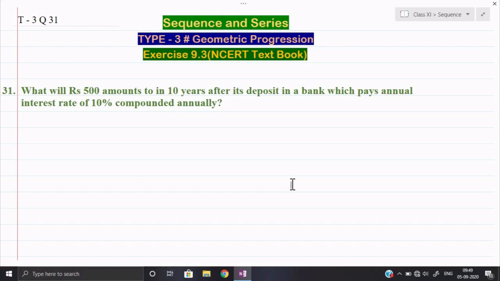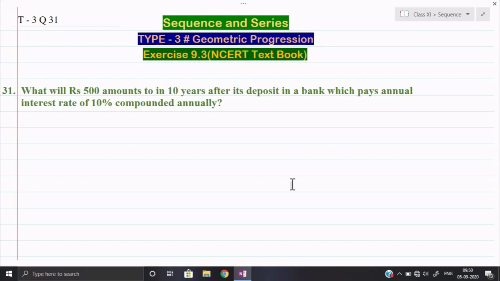So see in this question what they are saying. What will rupees 500 amount to in 10 years after its deposit in a bank which pays annual interest rate of 10% compounded annually? So if you see this question in the lower classes like class 8, we know that we can easily find out with the help of compound interest, and we can apply the formula of compound interest and calculate the value.